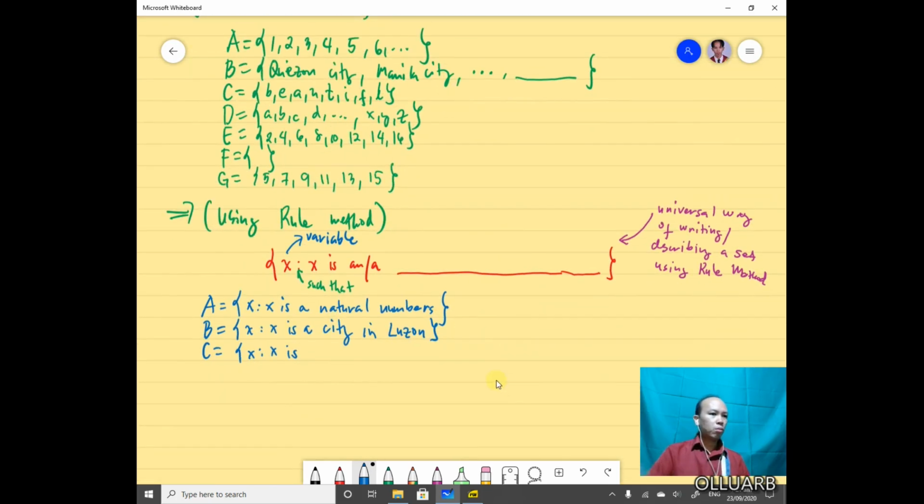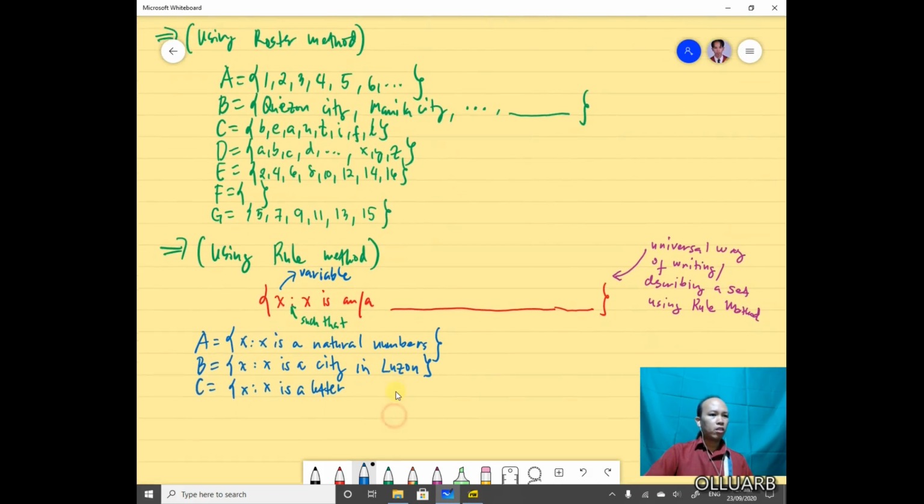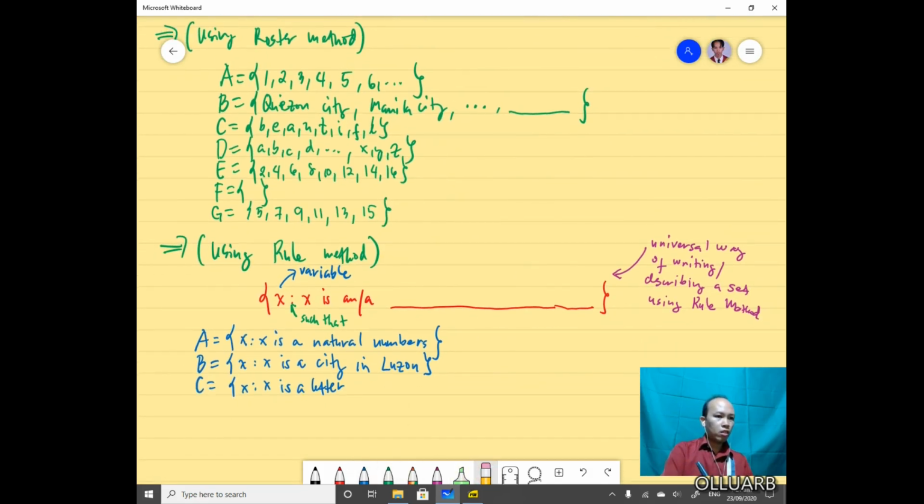So meaning to say we cannot use "an." The set of all x such that x is a letter, no, is a distinct letter of the word beautiful. Okay, so a phrase doesn't have a dot.